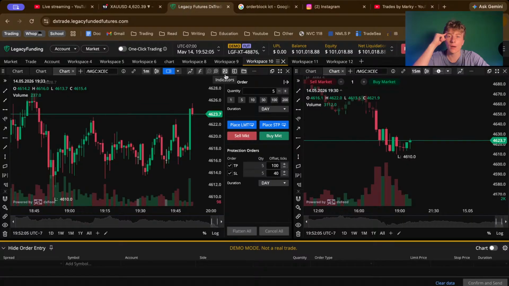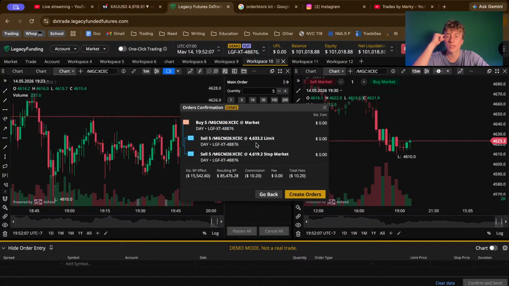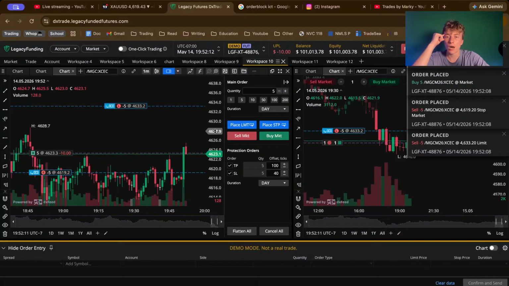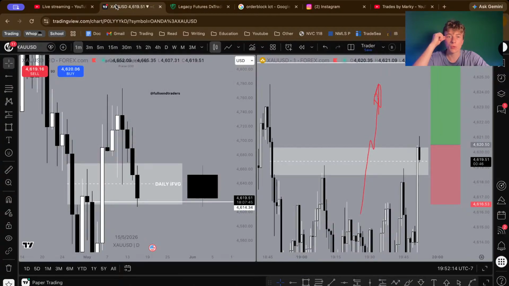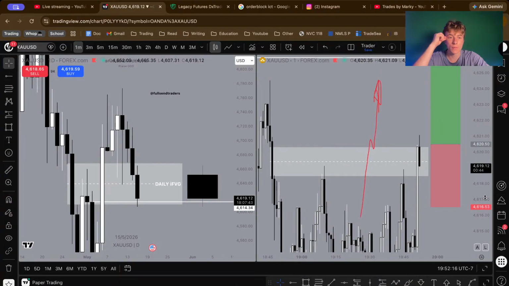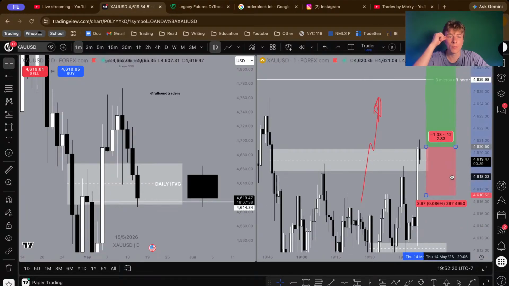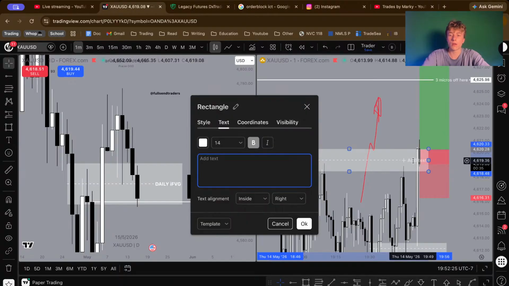I'm going to stick to the gut. I'm going to enter. 5 micros, 40 tick stop loss. I'm in. Boom. 40 tick stop loss, 100 tick take profit. We closed above this gap right here. It's an IFEG. We closed above it. We're tapping back into it. This is a 1 minute IFEG. We're going in for our trade right there.